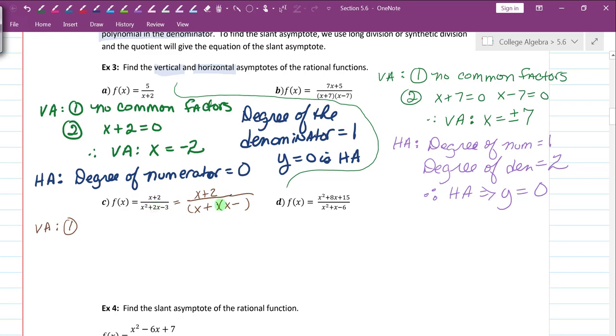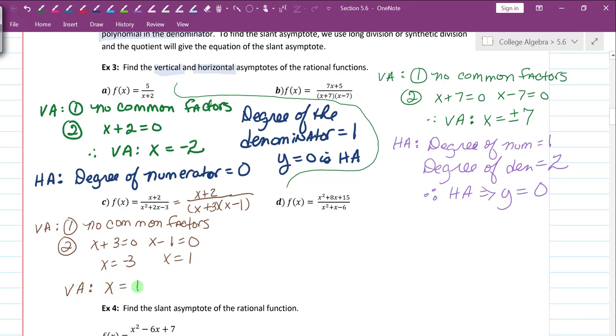Okay, so I do not have any common factors. So we're going to write down no common factors. Step 2, we're going to set the denominator equal to 0. x plus 3 equals 0. x minus 1 equals 0. And we're going to solve. So this is x is equal to negative 3. x is equal to 1. So my vertical asymptotes occur at x equals 1 and x equals negative 3.